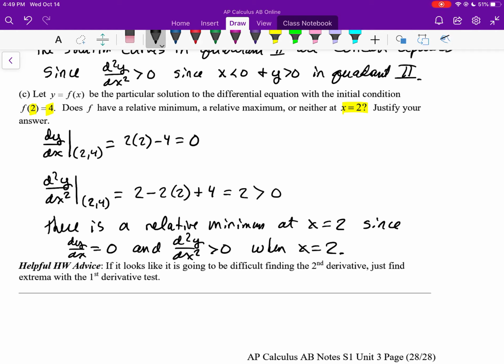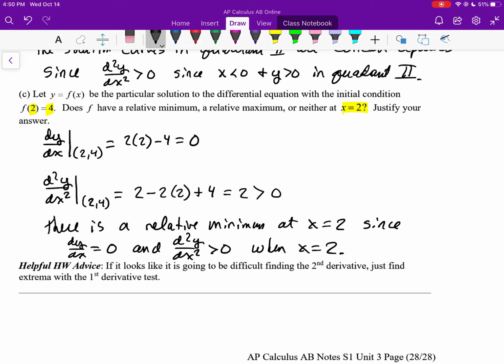The last thing for this video, this is some helpful homework advice. If it looks for some reason that it's going to be difficult to find the second derivative, just find the extrema with the first derivative test. The second derivative test is not meant to be always used. It is a good test. It is tested on the AP Calc exam. The way it shows up in our book is a little bit different than what it shows up on the exam, unfortunately.